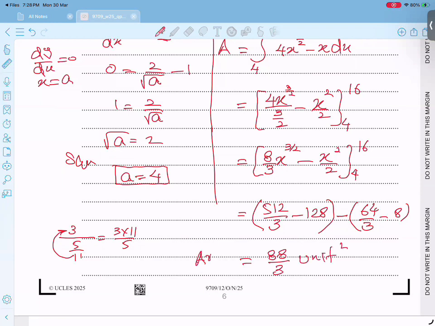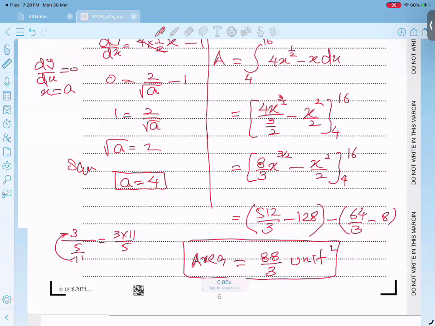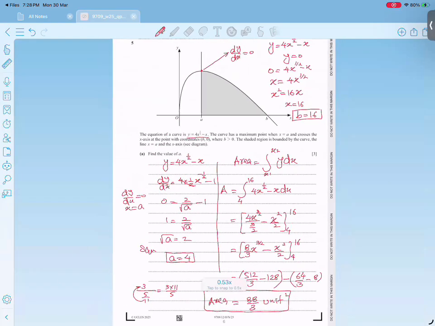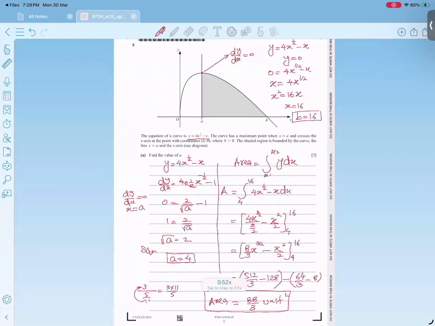I hope the point is very clear, and we have done it. The area part is done too. So both parts I have done on the same page. I have got the answer for the area and the coordinates of A and B.